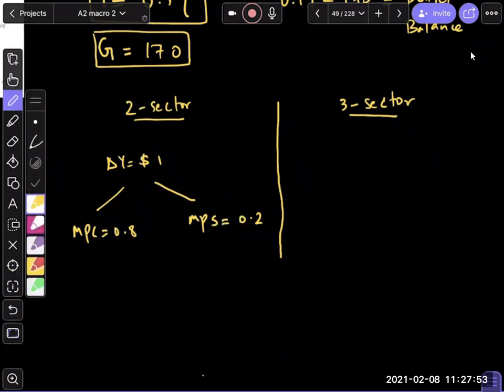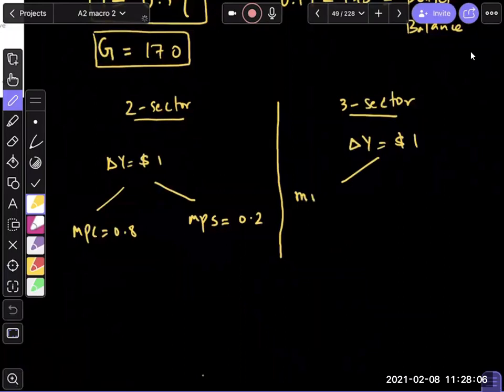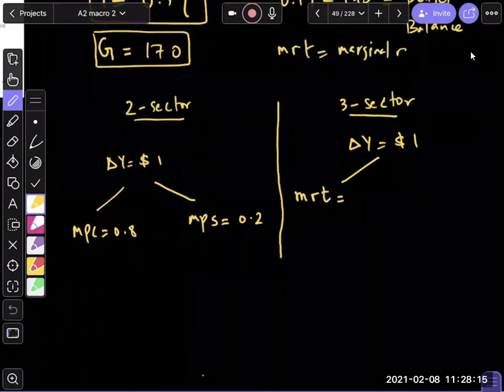Now there's a little complication here because if I give you a dollar, change in Y is 1, government initially takes up how much of it? 0.1. So I will call this MRT, marginal rate of taxation. It's two names for it. MRT means marginal rate of taxation. The government is taxing away, or it's also called marginal propensity to tax. So government takes up 0.1.